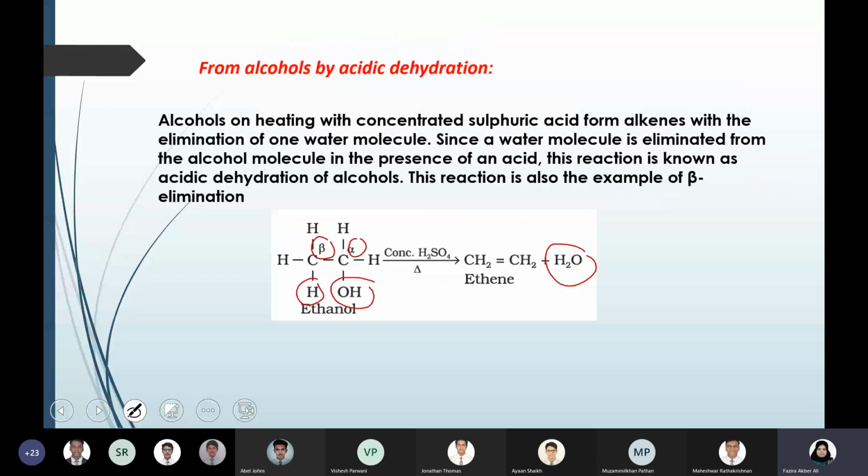Last and final method of preparation was acidic dehydration. Dehydration in the presence of concentrated sulfuric acid. Here also it is an elimination with respect to the beta position. OH and hydrogen are removed and a double bond is created.